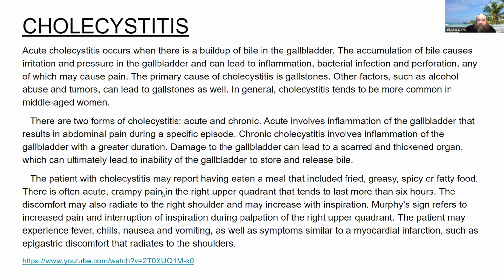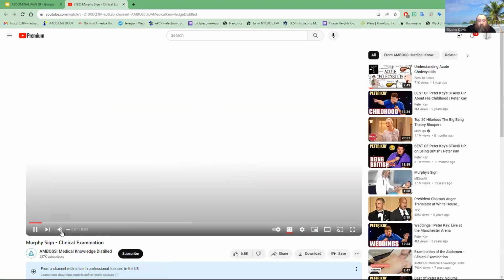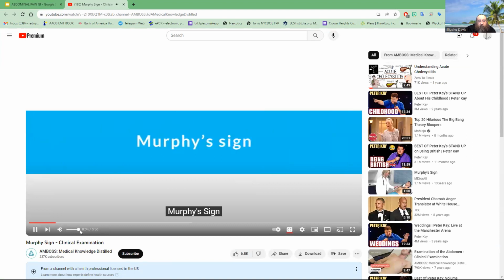Okay, so here, cholecystitis, again, greasy, fried, spicy, fatty foods, acute cramping pain in the upper right quadrant, lasts more than 6 hours, discomfort. Here we're going to learn about Murphy's sign. I think if this link works, it'll be great. We shall see. Let's see if this is a link on how to perform it. Can you see? Murphy sign.